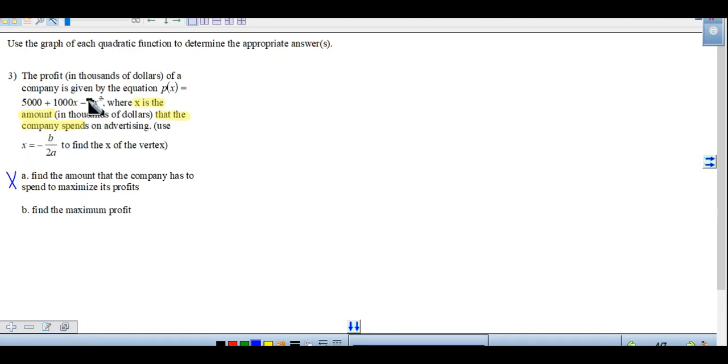The first thing we need to do is rewrite our equation so that it is in the correct form, meaning that negative 5x squared should be written first, then a positive 1,000x, and finally plus 5,000.